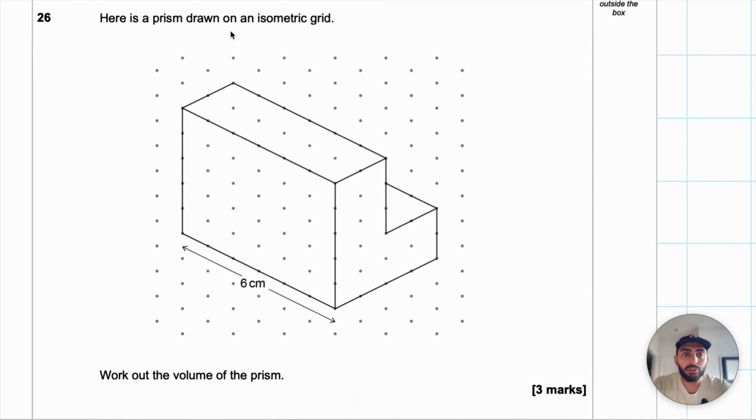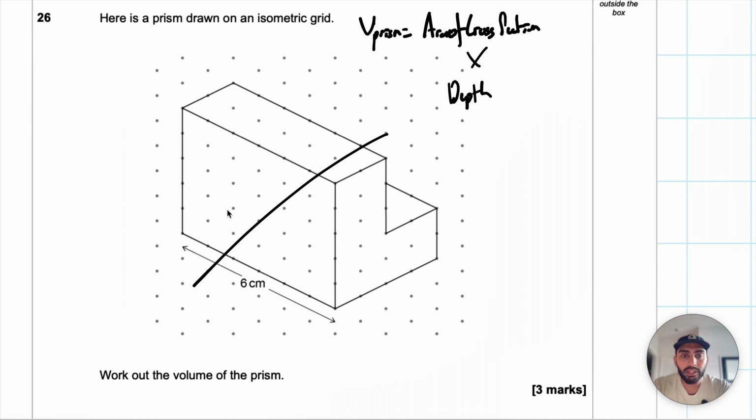Question 26. Here is a prism drawn on an isometric grid. Work out the volume of the prism. So to work out volume of a prism, we find the area of the cross section and we multiply that by the depth. The area of the cross section is just, if I split this up, what shape would I see? So I would see this L shape at the front. And the depth is just how thick it is. So that's going to be the 6.